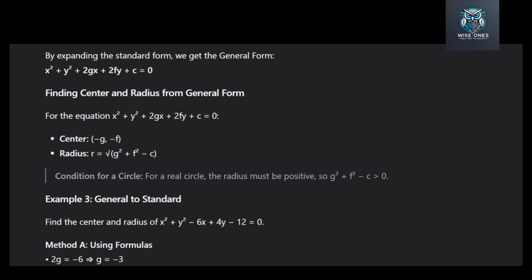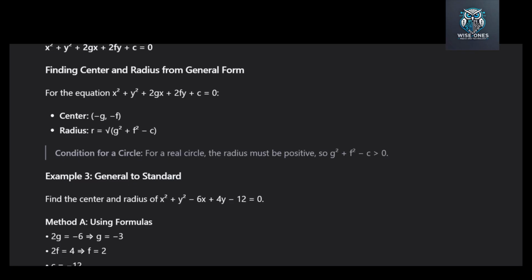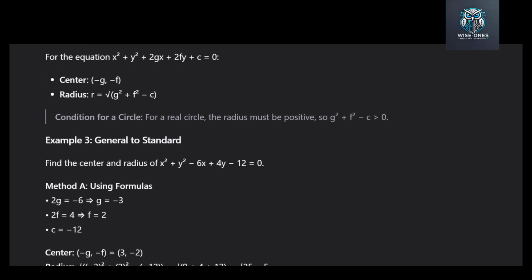How do we find the center and radius from this general form? For the equation x squared plus y squared plus 2gx plus 2fy plus c equals 0, the center is (negative g, negative f). The radius is the square root of (g squared plus f squared minus c). There is a condition for a circle. For a real circle, the radius must be positive. So g squared plus f squared minus c must be greater than 0. If it is negative, there is no circle.